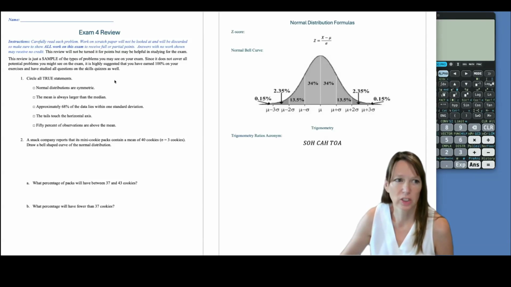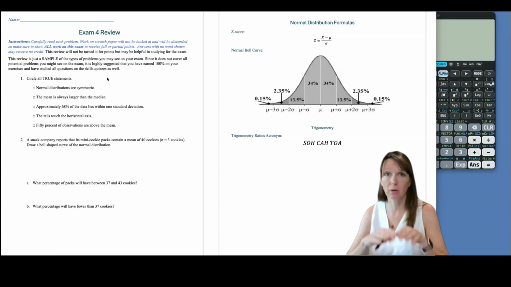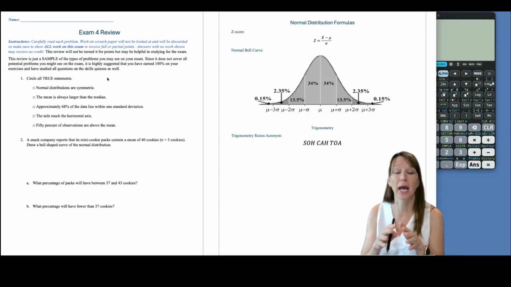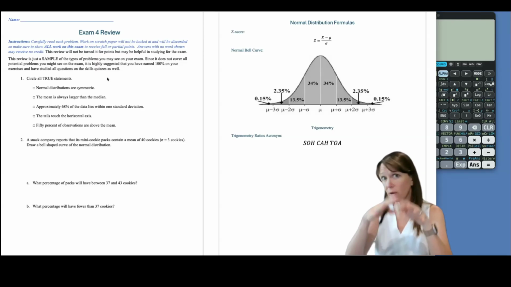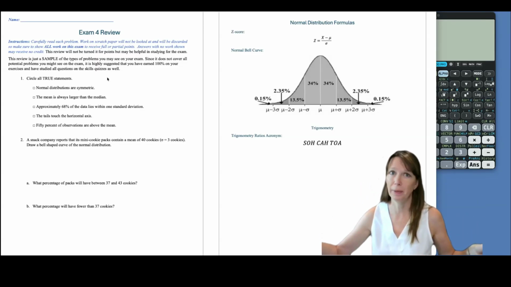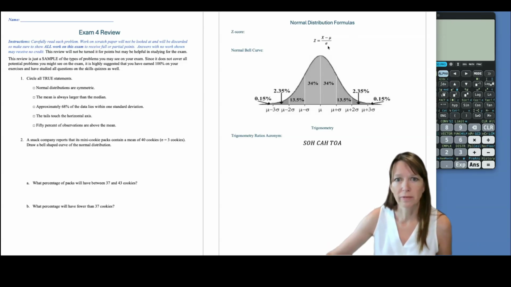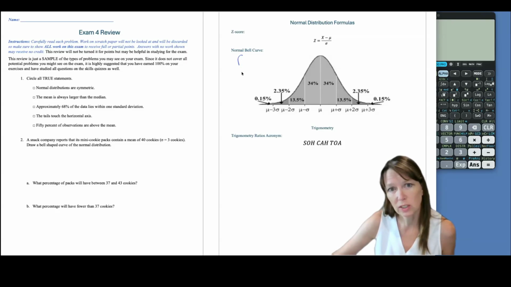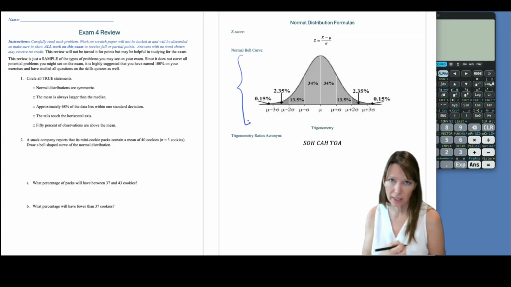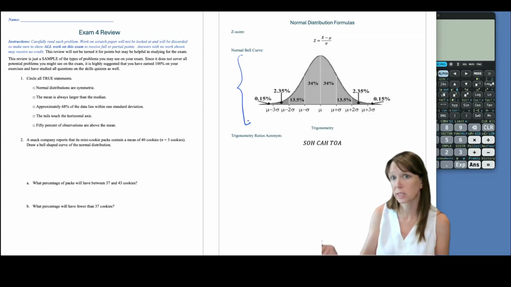Okay, let's start with question number one. So the next few questions are going to be about normal distribution. What we need to know about normal distribution is it always takes the data, and when you plot the data, it falls into this beautiful bell curve, right? And so I've got on your formula sheet what that bell curve looks like, as well as the percentages that fall in between what we call standard deviation.